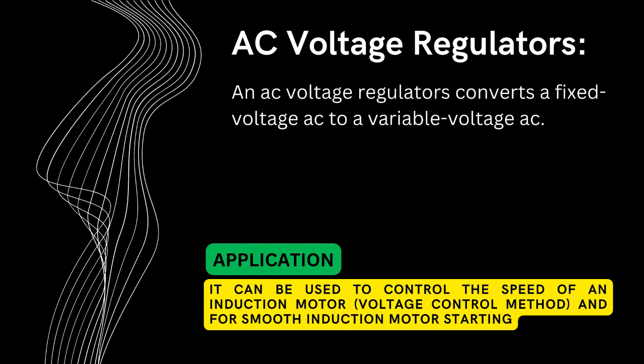AC voltage regulators. An AC voltage regulator converts a fixed voltage AC to a variable voltage AC. Application: it can be used to control the speed of an induction motor, voltage control method, and for smooth induction motor starting.